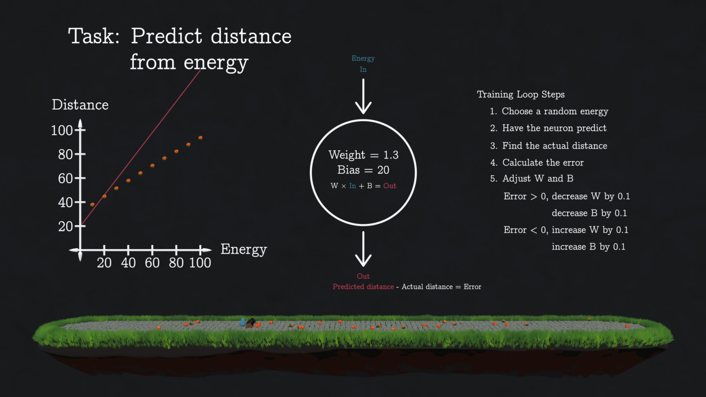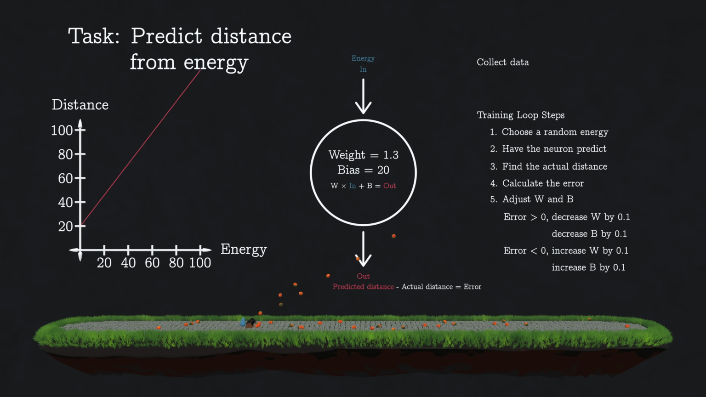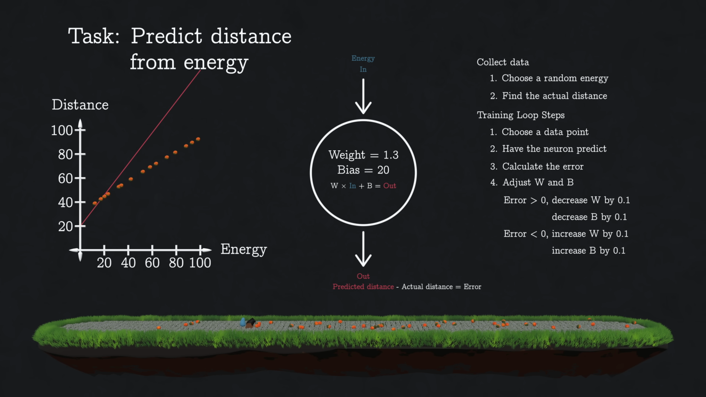I also want to make the training a little bit more efficient. You may have noticed that this step 3 of finding the actual distance takes most of the time in the training loop since we have to wait for the mango to land. So instead of doing that during the loop, we'll just collect a bunch of data ahead of time, and then each time through the loop, we can just pick a random data point and use that. Okay, so let's see how this works.